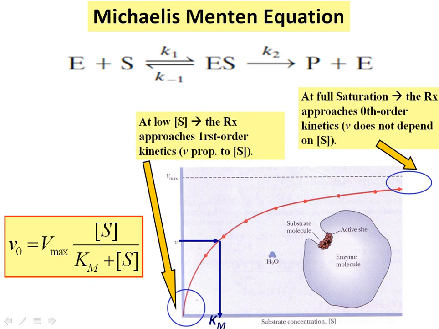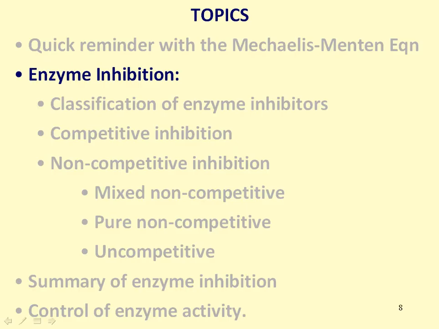So from here, we can now proceed. This was a reminder of what we've done last time. Now we can proceed to discuss this curve in the presence of an inhibitor. So the next topic is enzyme inhibition.